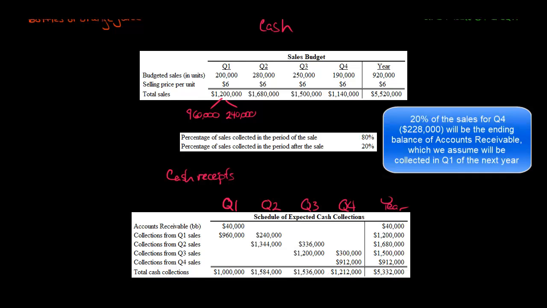Now, if you add up the entire year, we started with 40,000, and then here are the collections from the different periods, and I already showed why that was relevant. The total cash collected throughout the year is $5.332 million. And these are the amounts that would be relevant when you go to put together that cash budget and make the cash receipts section.